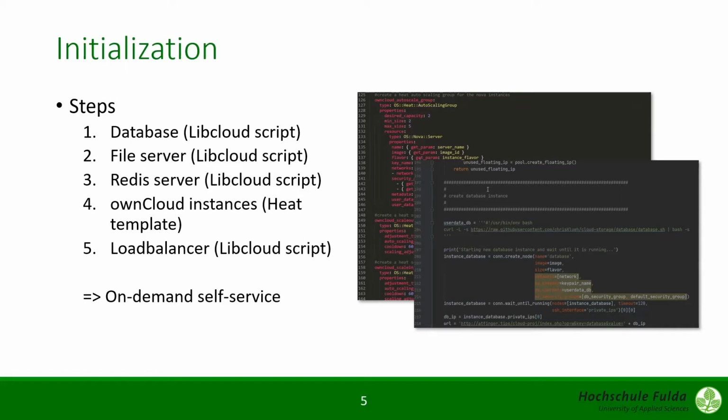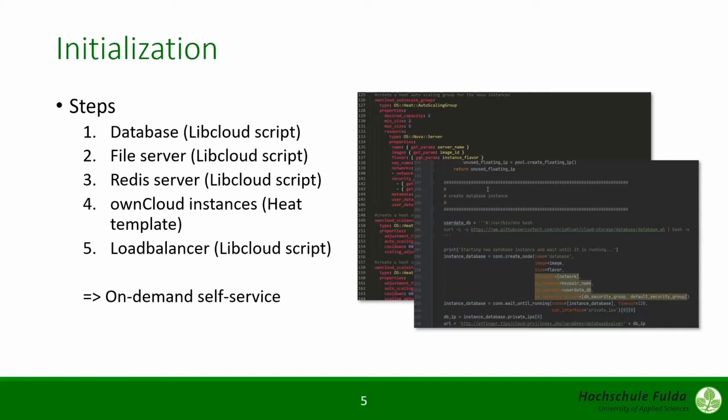First, we start a database. Then, we have to start a file server. After that, we start our Redis server. To be honest, the execution order of these three does not really matter, because they do not rely on each other. The OwnCloud instances, however, do need at least the database and the file server to work correctly. The load balancer needs to be deployed last, because it needs to collect all the IP addresses of the running OwnCloud instances for it to work. This actually holds a tiny issue, which we will talk about later on.